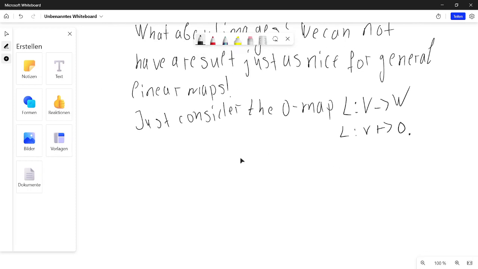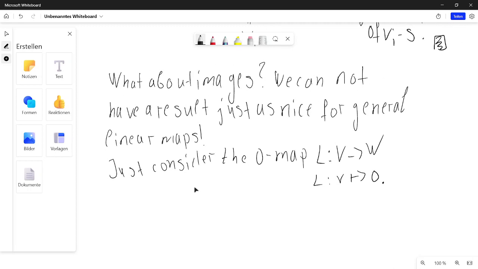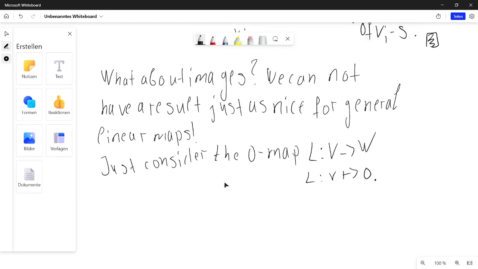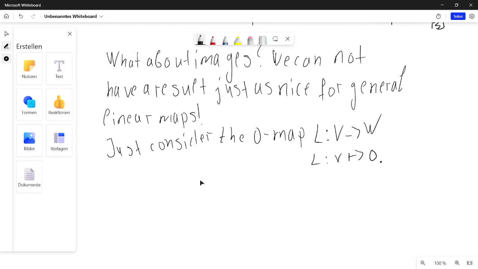So we can have that for general maps, and there are also a bunch of other examples. So the zero map is not special in that regard. This is just the simplest counterexample, right?